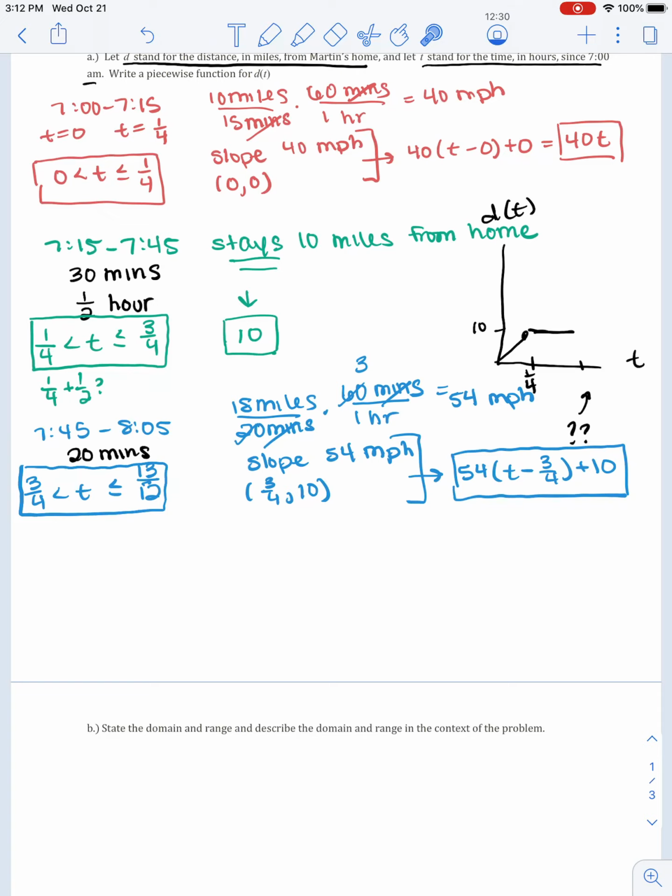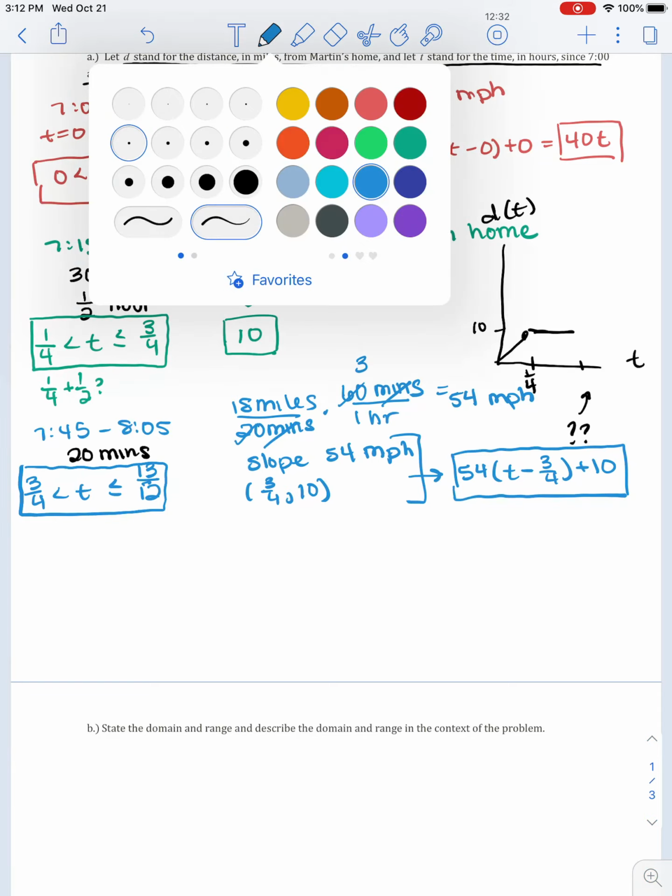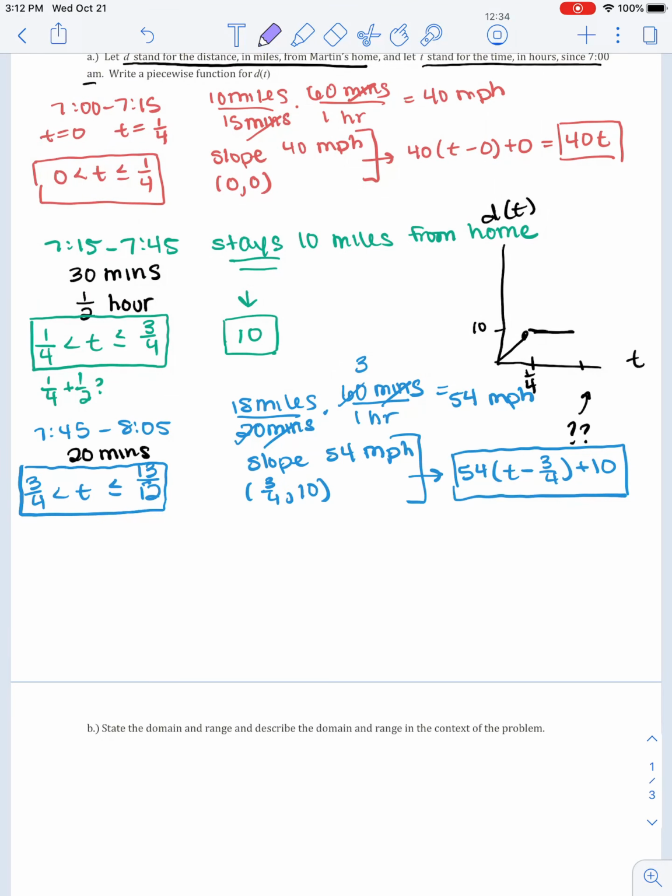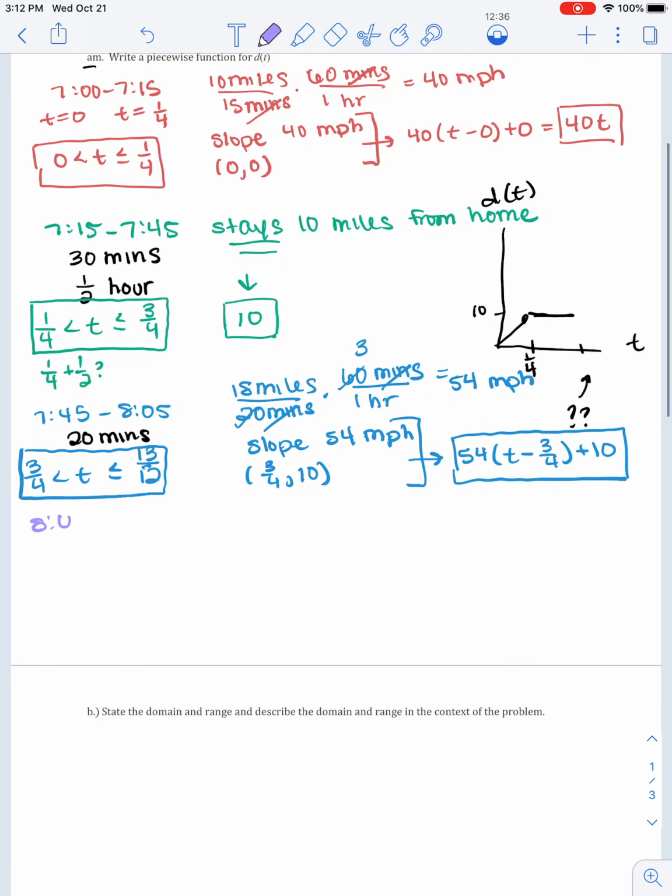breaks down, okay, and he's forced to jog to school. So his jog takes 45 minutes, so 8:05 to 8:50, Martin is jogging at a rate of 3 miles in 45 minutes. We can convert that to our distance unit that we define to be miles and compare that against our time unit that we define to be hours since 7 a.m. So we want to go miles per hour.